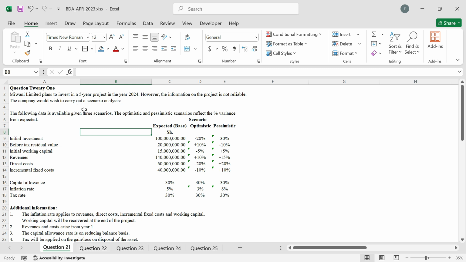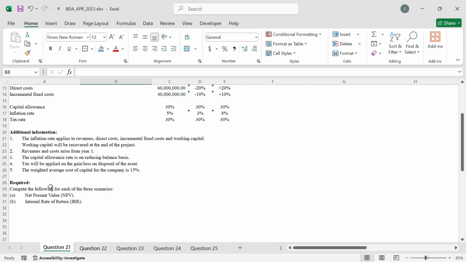We have the BDA April 2023 paper. This is question 21. We are required to compute the following for each of the three scenarios: the net present value and the internal rate of return.